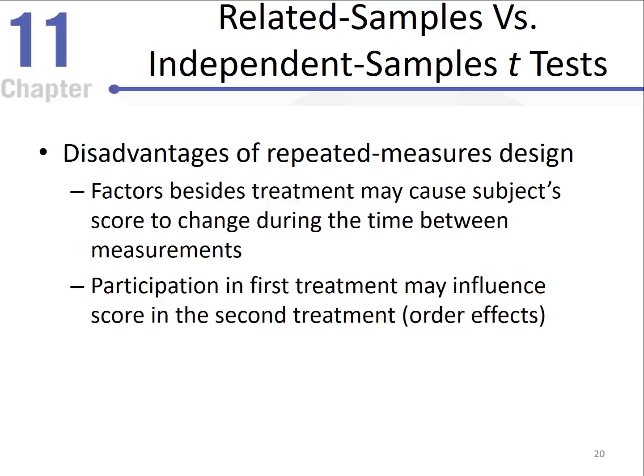Also, the participation in the first treatment may influence the score in the second treatment. So the idea of, if you played the video game before, maybe you kind of remember that, oh, now there's a tree coming up, there's a car coming up. So actually having played the game before might be a reason why the accidents changed and not because of the medication. That's what the order effect is.